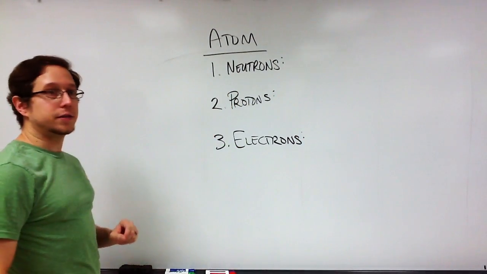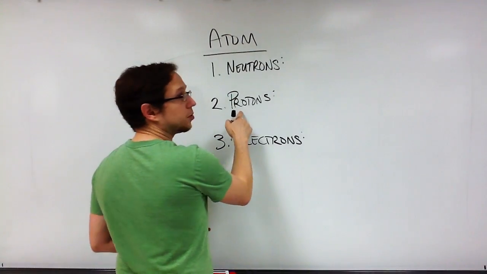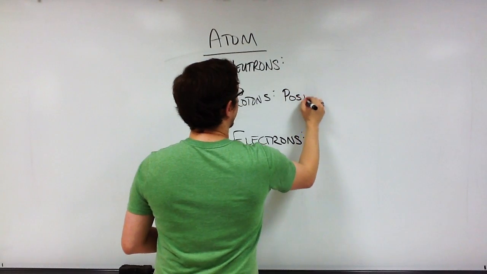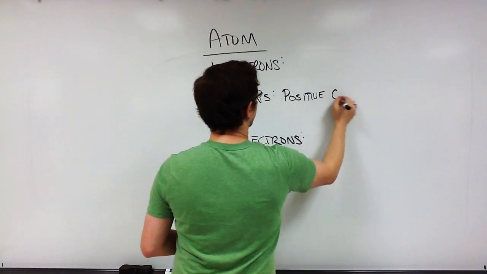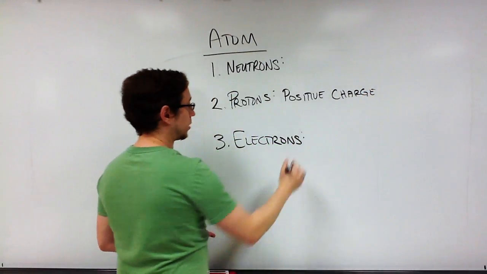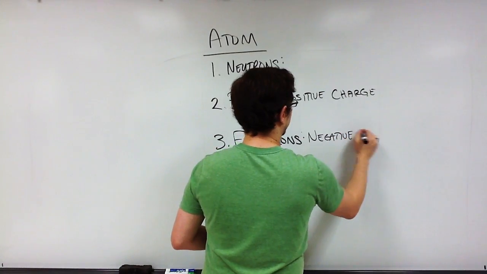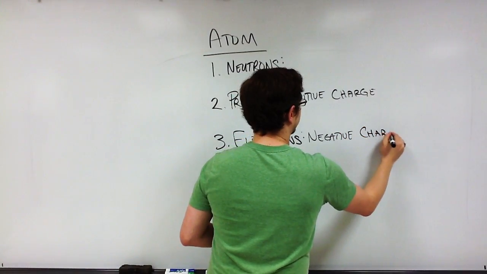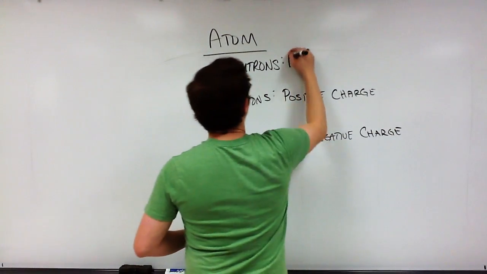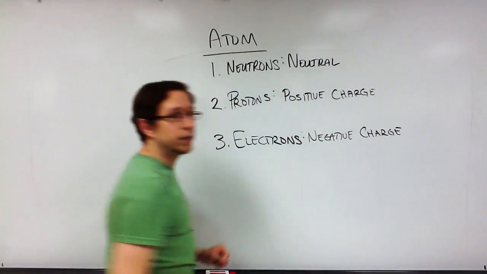Now, 2 of these subatomic particles are going to have charges associated with them, and those are going to be the protons and the electrons. The protons have a positive charge, while the electrons have a negative charge. The neutrons are going to have no charge, so they are electrically neutral.